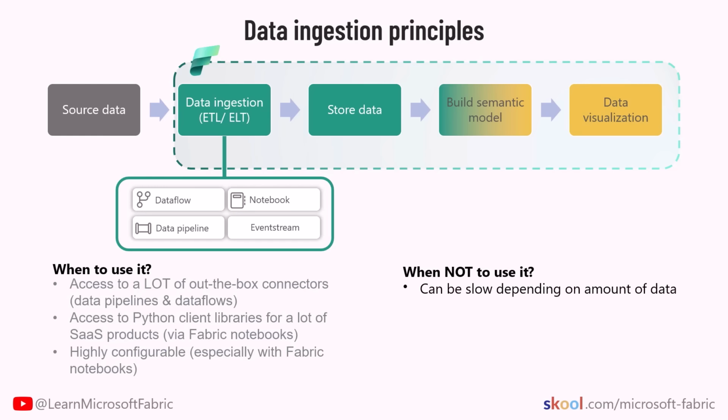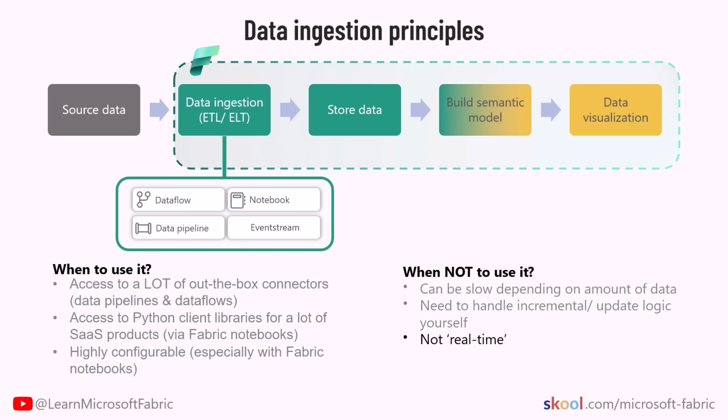Well, it can be slow depending on the amount of data that you're transferring. With data ingestion, you do need to handle incremental update logic yourself most of the time. Whereas with the other options, so for example, the shortcuts, all of that is managed for you. You just get the live replica in your Fabric environment. You don't need to worry about incremental updates, merging operations, all that kind of stuff. But it's not real time.